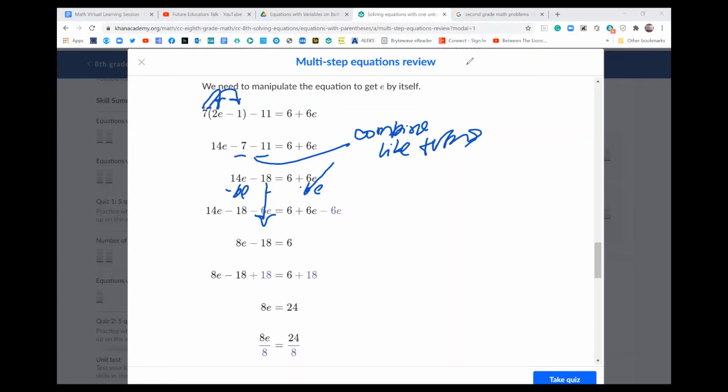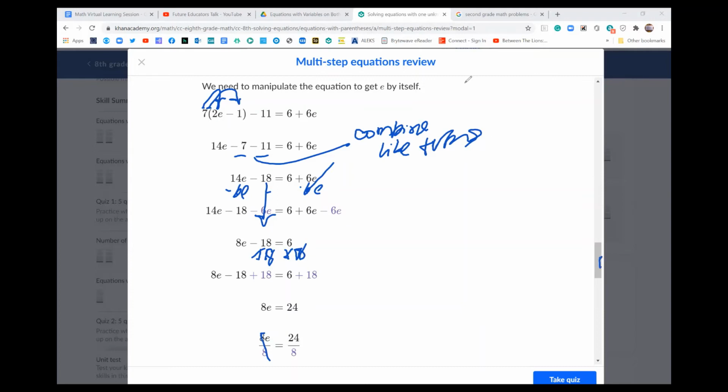Now we're down to our one-step equation. We need to get E by itself. So you're going to add 18 on both sides. You bring down your 8E equals, because negative 18 plus 18 gets me 0. So 8E equals 6 plus 18, which gets me 24. So 8E equals 24. We need to get E by itself, so divide by 8 on both sides. 8E divided by 8 gets me just E. So you're left with E equals 24 divided by 8.